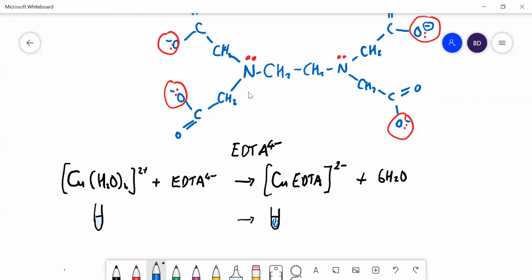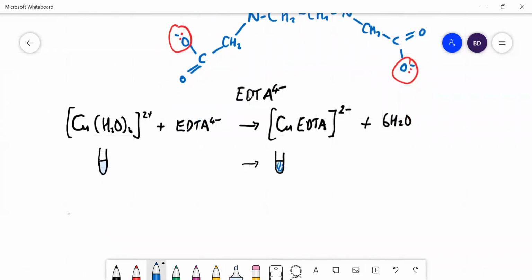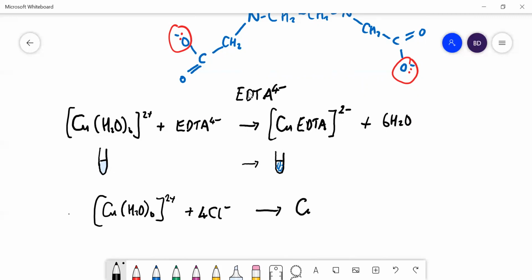Now, this reaction is irreversible. All the other ligand exchange reactions we've looked at so far are reversible. So, for example, if you've got our copper hexaaqua and we add conc hydrochloric acid to that, you will form CuCl4 2 minus, and you get 6 H2Os coming off there. You remember, this is blue, and this is a nice green color.